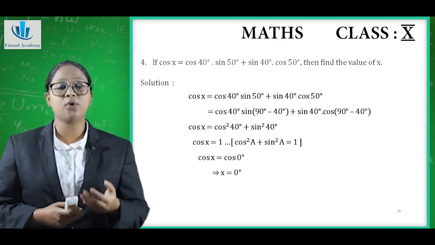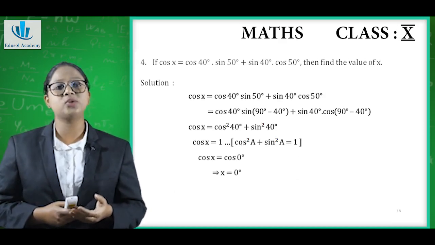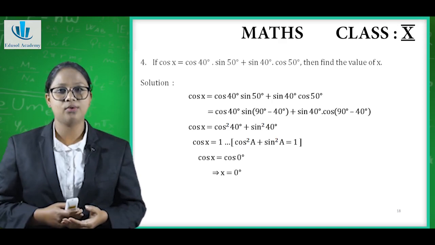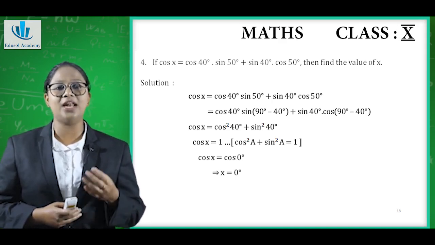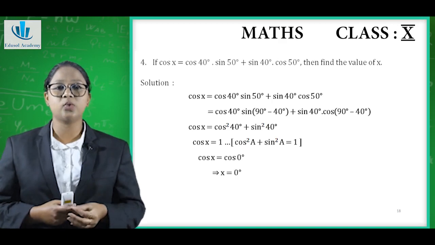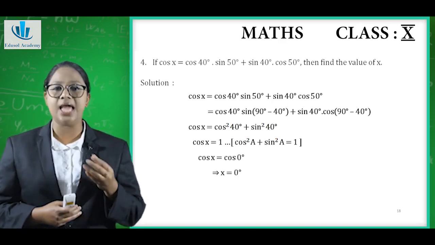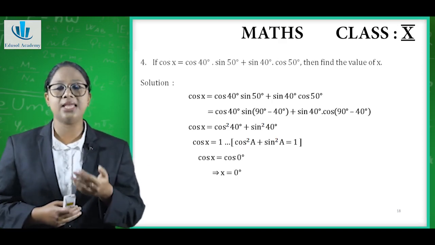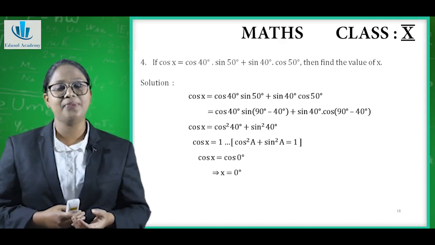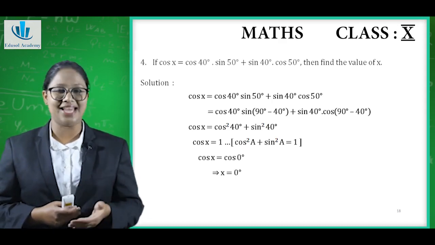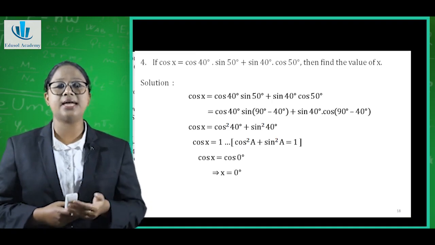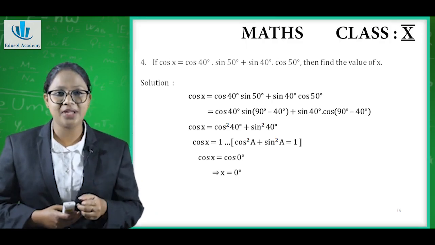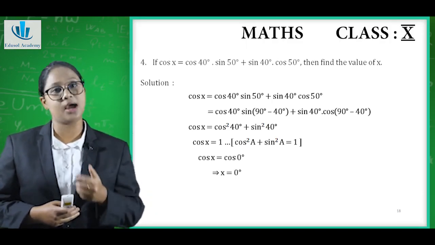If cos x is equal to cos 40 into sin 50 plus sin 40 into cos 50, find the value of x. The x value is what we have to find. In this question, 40 and 50 are not the angles whose ratios we already learned, so they come under the complementary ratio concept. We know that 40 plus 50 is 90, and we already discussed that whenever the complementary ratios concept is to be applied, we have to replace one of the angles in terms of the other one.